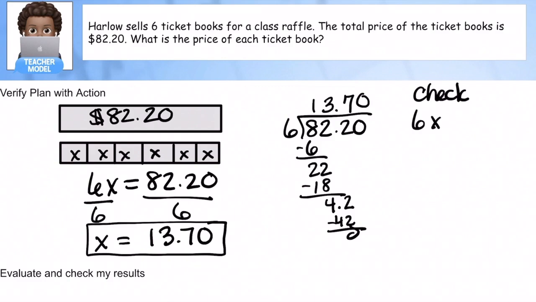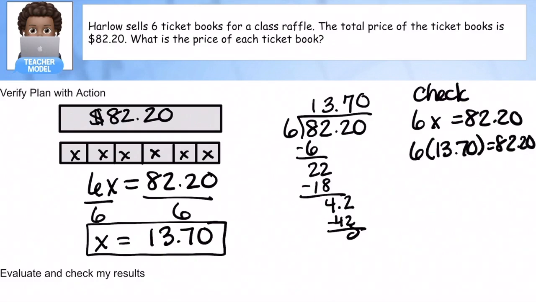So 6x equals $82.20. 6 times $13.70 is equal to $82.20, and $13.70 times 6, here's 42. 3 times 6 is 18, plus 2 is 22. 6 times 1 is 6, plus 2 is 8. And I move my decimal 2 times, so $82.20 is equal to $82.20.